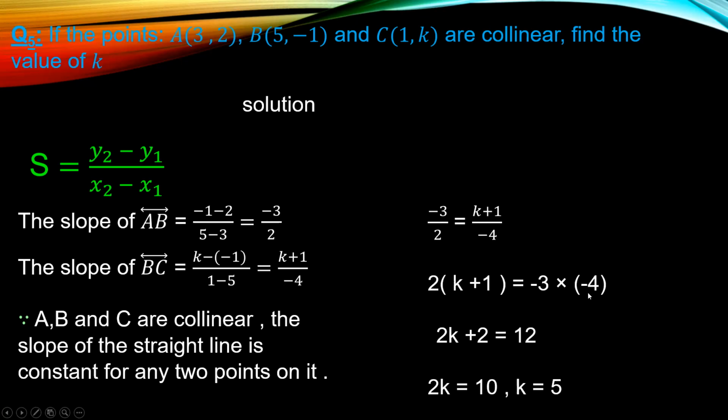Equal to -3 times -4, which equals 12. Here, to get 2k alone on one side, I will move +2 to the other side with a different sign. So it will be 2k equals 10. To get the value of k, I will divide 10 by 2, which equals 5.